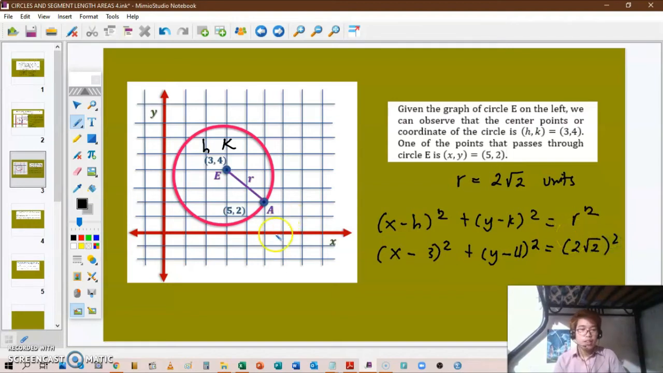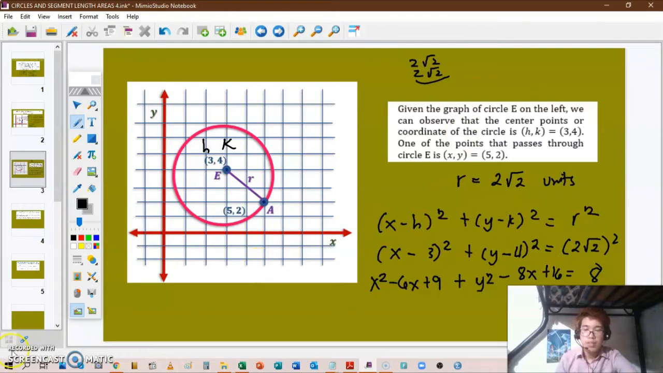Okay, so solving for the value of x here and y, and for the standard equation of the circle, we have x squared minus 6x plus 9 plus y squared minus 8y plus 16 is equal to 2 square root of 2 multiplied by 2 square root of 2. So this is 2, and 2 times 2 is 4. Okay, and 4 times 2, so that's going to be equal to 8.